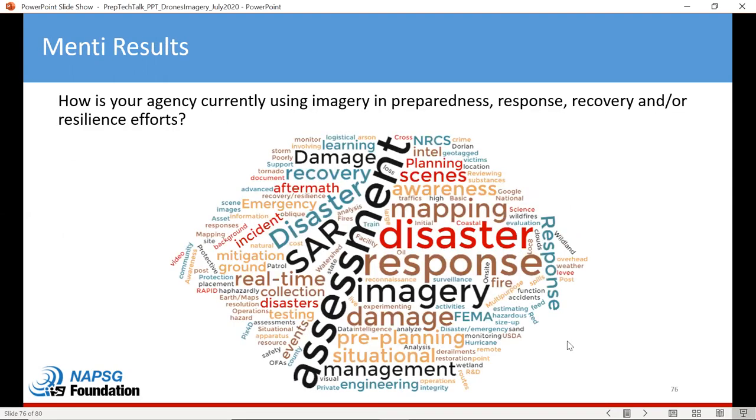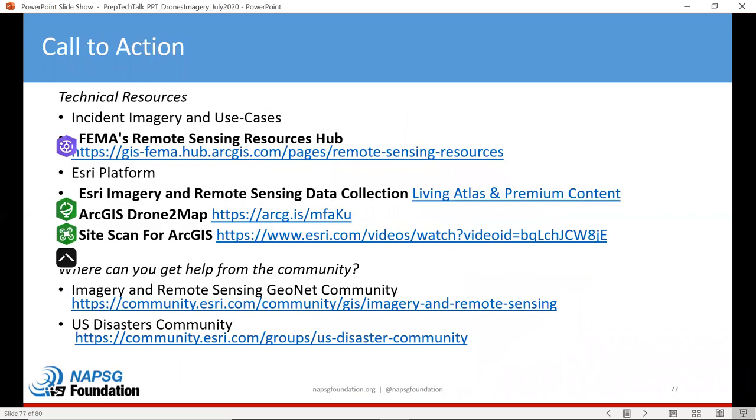check with our mentee results. So no surprise that imagery is heavily used to identify and assess damage. It's quite appropriate that we heard some of the very latest innovations with imagery for damage assessments by our panelists. This is a pretty broad usage for imagery during response and scene mitigation and planning and preparedness. So thank you all for contributing to that.